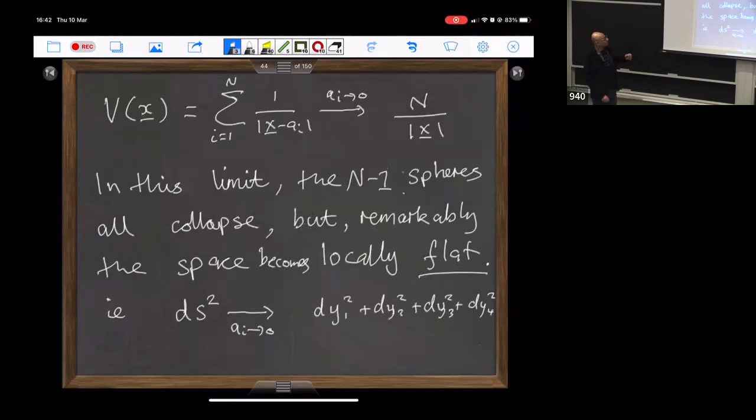Now, imagine, let's consider what would happen if we put all of the poles together at the origin, say. Well, then the function just becomes n times the basic 1 over r Coulomb potential, and all of the n-1 spheres collapse to a point.